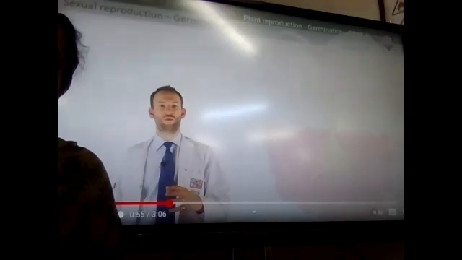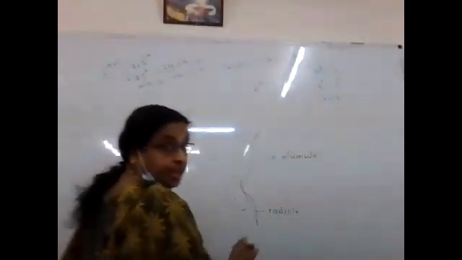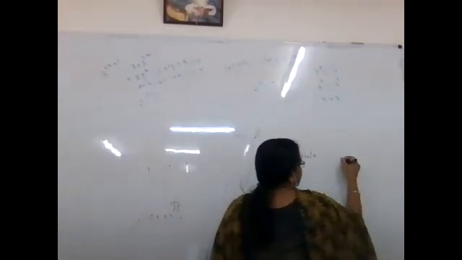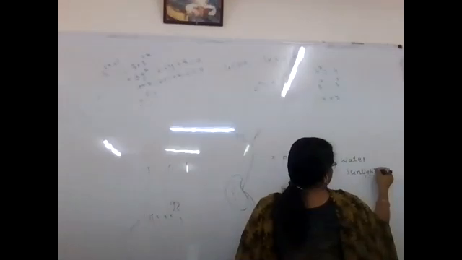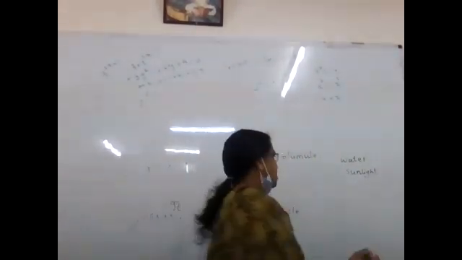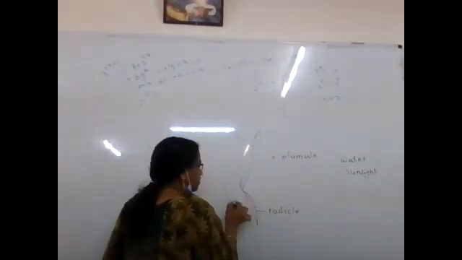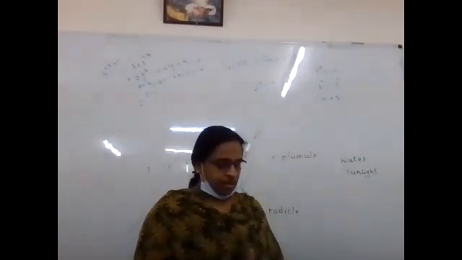Okay, so can you tell me what all things are needed for germination? Water and sunlight. Good. So you will write here: water, and sunlight. Then any other thing? Nutrients. Nutrients are already there. Here the food is there.